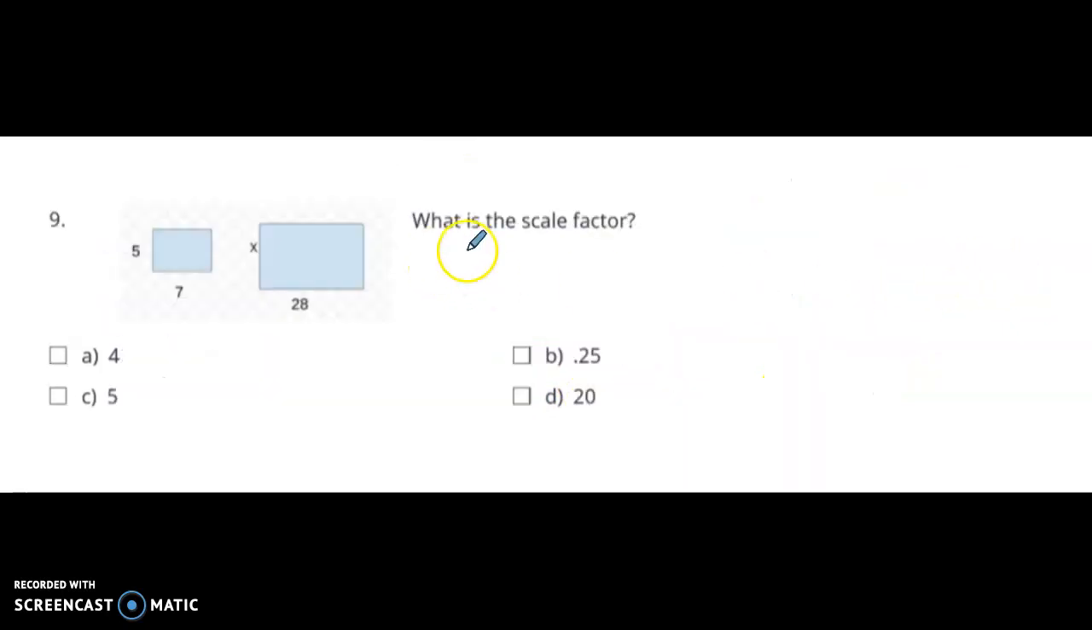So question 9, it wants to know the scale factor. Now this has an X here, so you could be tempted to find this missing value, but it's actually asking for the scale factor. I think there should be a little more information here. Let's say that this is the original shape and this is the new shape. Well, how do we get from our original to our new? Times 4. So if they told me that this was a proportional relationship, our scale factor here would be 4.